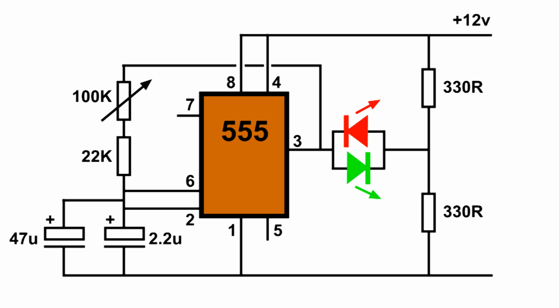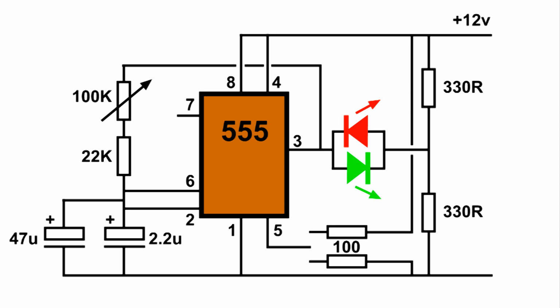Now there was another lead at pin 5, which is the control voltage. And what I'm going to do is I've got two 100 ohm resistors. One goes to ground and one goes to positive 12 volts. And I'm first going to touch pin 5 to ground, and we'll see what happens with the LEDs. And then I'm going to connect pin 5 to positive 12 volts.